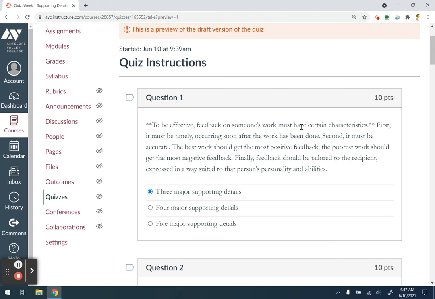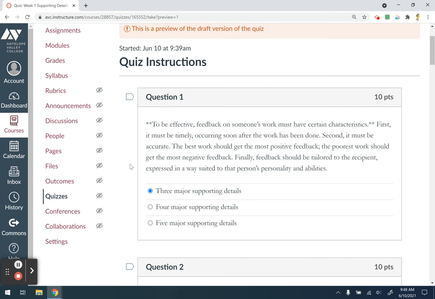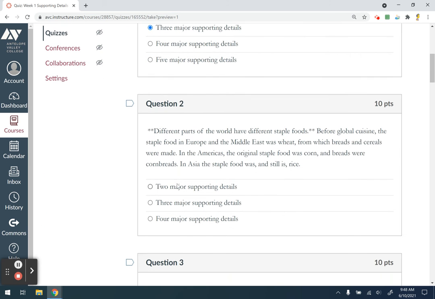They give you further information. They'll give you examples. They'll give you statistics, and so on. So let's jump down to question 2 here. Different parts of the world have different staple foods.